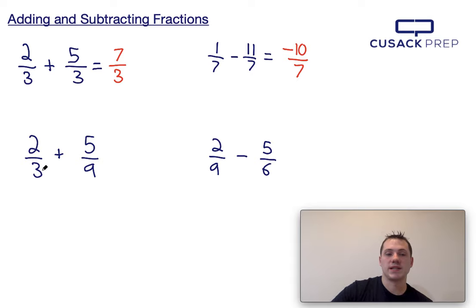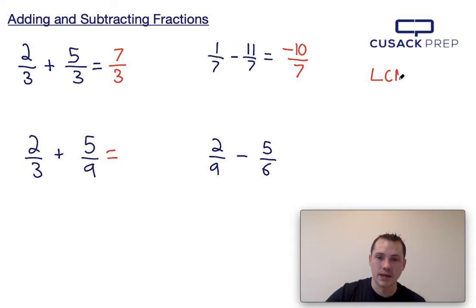Now, what do we do when the denominators are different? Well, what we have to do here is find a common denominator. The common denominator is the least common multiple. So I'll write LCM. And LCM just refers to the lowest number that is a multiple of both of the denominators that are present.